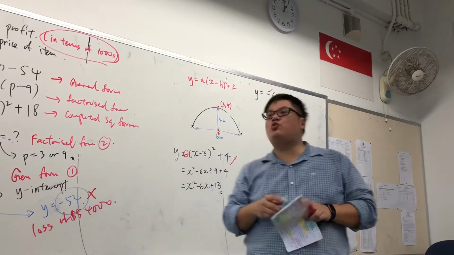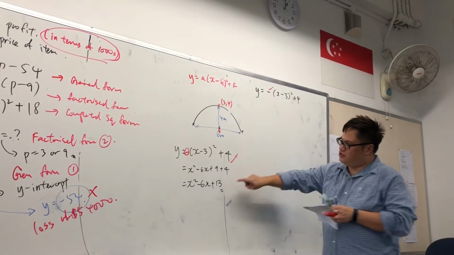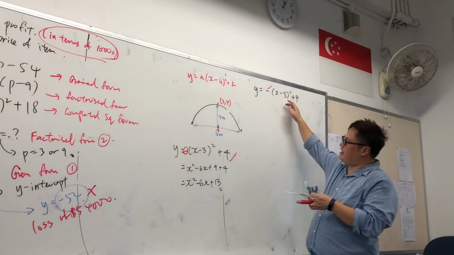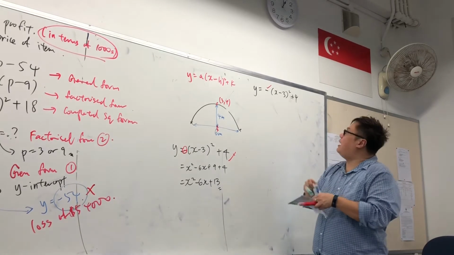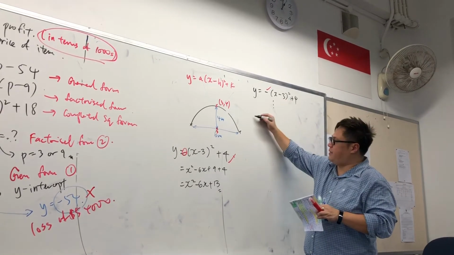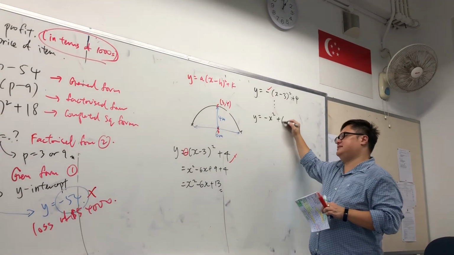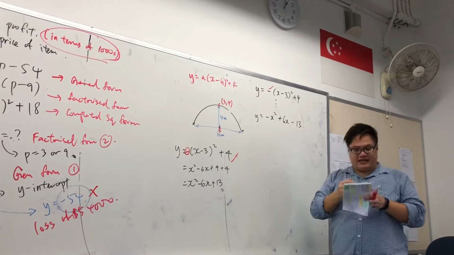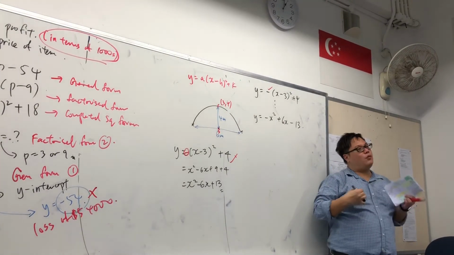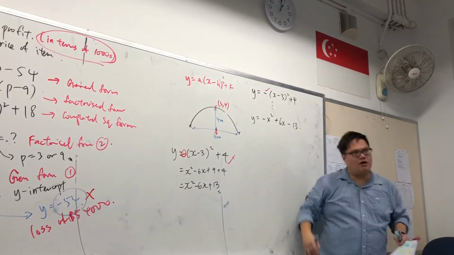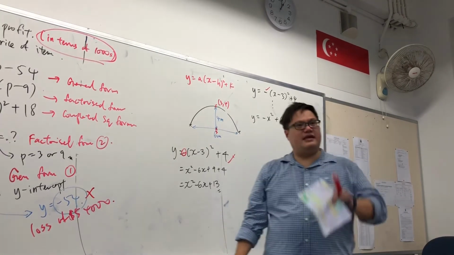Did anyone try over here? So she has these two equations, right? If she expands out, she will have something similar. I guess it's probably expanding out to minus x squared plus 6x minus 13. Can somebody tell me why this is still wrong? Not correct. Yes, my dear?